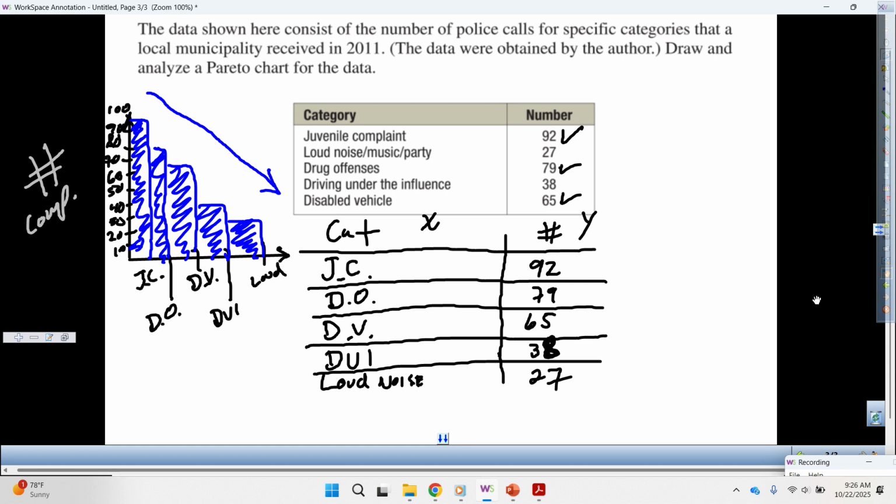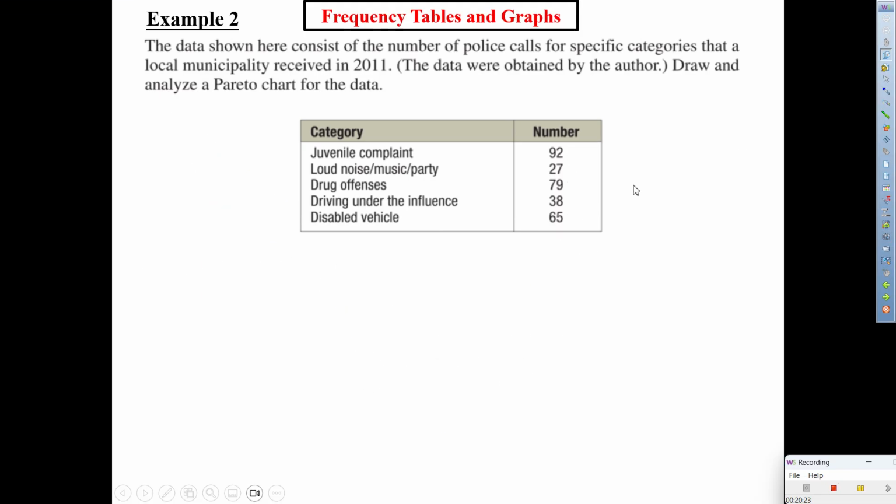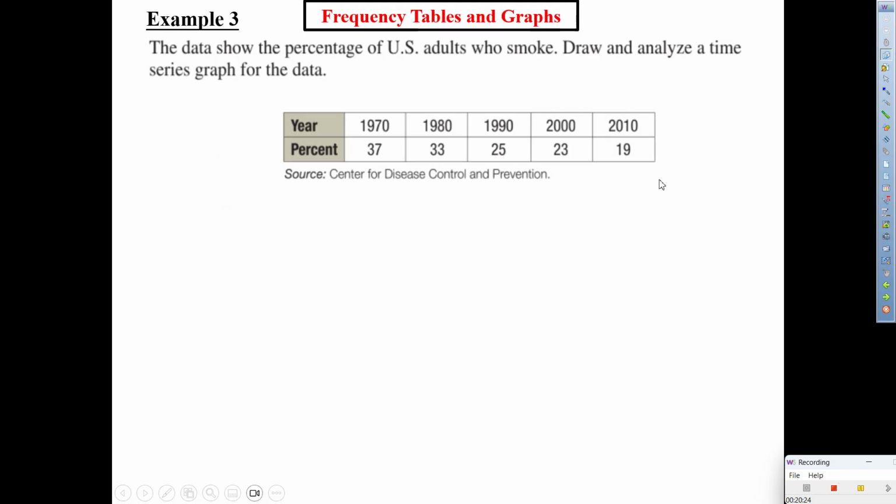From 1 to 5, how comfortable are you with Pareto? Where are we at? 5, 4s, 5, 4s, okay. Let's go to the next one. Copy this table, example number 3.